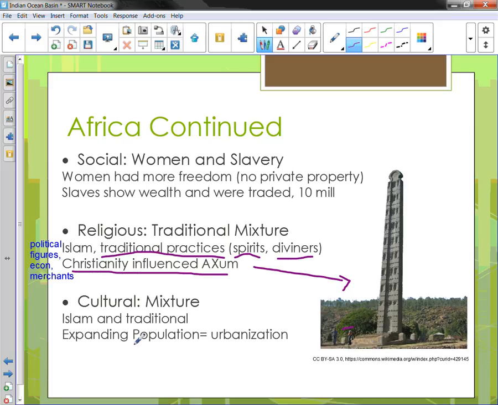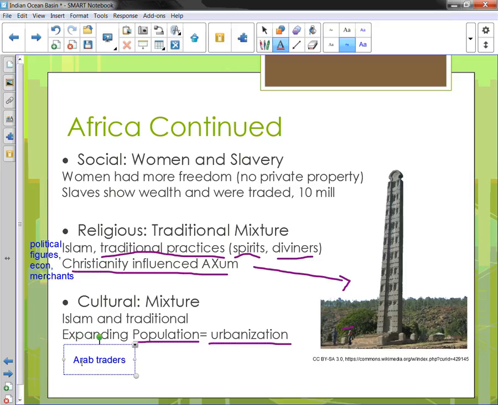In addition, again, because of expanding population, even with the slave trade, many people were moving to cities. And this cultural mixture extends not only with Islam, but also with Arab culture. Arab traders stayed in Swahili states for a whole season because of the monsoon winds.